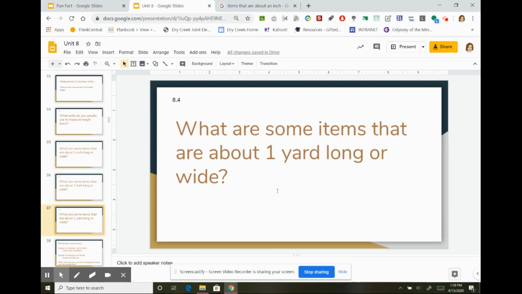Okay, so if we were at school, you would see that our desk is probably a little bit under a yard, but a window at your house, maybe a picture at your house, is about a yard. So right now I'm going to stop and I'm going to show you some of the stuff that I found, okay?